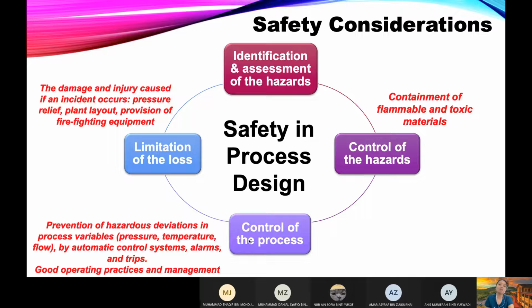So that's why the strategy will be control system, alarm and trips. So you have all these control system, a good control system, a good alarm will ensure that if there's any emergency, it can be addressed as fast as possible. Okay. Next, limitation of loss. So if let's say something does occur, what are you going to do to limit the loss? So this can be using pressure relief, plant layout, provision of firefighting equipment. So kalau berlaku juga something bad to the plant, what are your strategies to ensure this can be minimized?